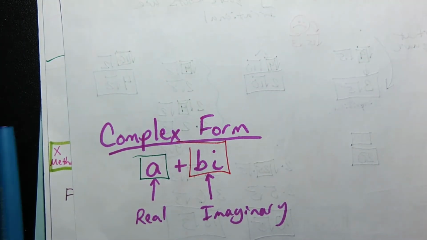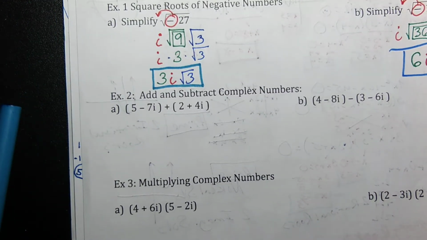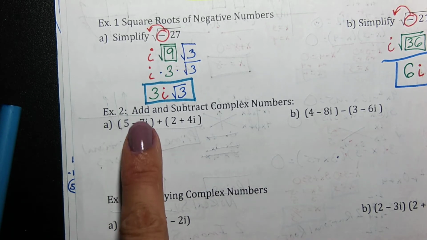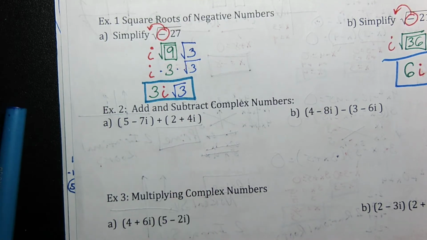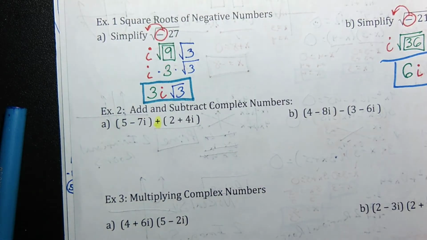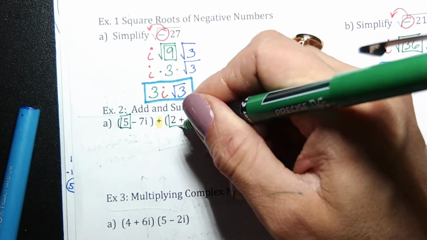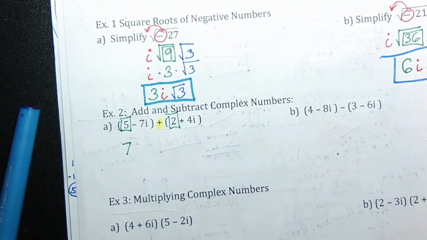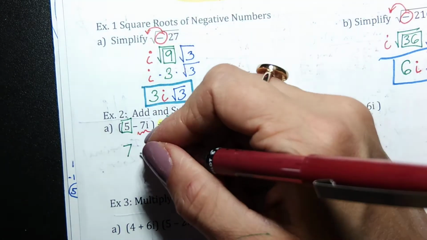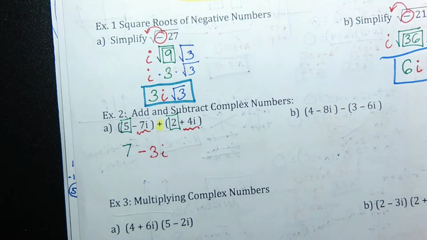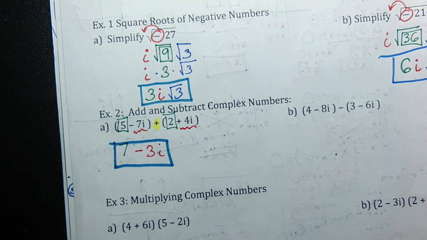So let's go ahead and take a look at example 2, where we're going to be adding and subtracting complex numbers. So I've got one complex number, 5 minus 7i. I've got another complex number, 2 plus 4i. If I want to add these together, we're really just going to combine our like terms. So real part plus real part, 5 plus 2 is 7. And then imaginary part plus imaginary part, we get negative 3i.